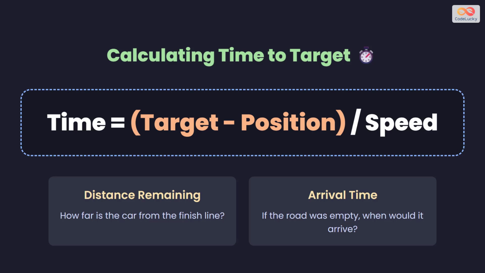To solve this, we need to stop thinking about speed and distance separately and focus on time. The key metric is, how long would it take a car to reach the target if the road were empty? We calculate this by taking the remaining distance, which is target minus position, and dividing it by the speed. This gives us the arrival time in hours.